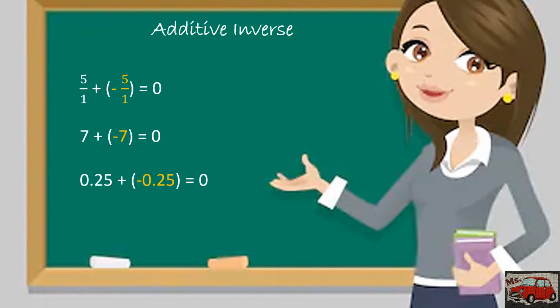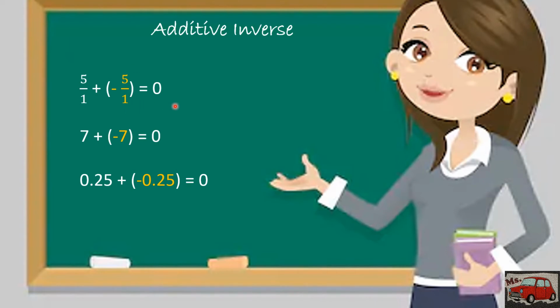Okay, so pag sinabi namang additive inverse, ito lang yung opposite ng rational number. Okay? So, example, we have a rational number na 5 over 1. So, yung additive inverse niya is negative 5 over 1. So, the equivalent is just 0.